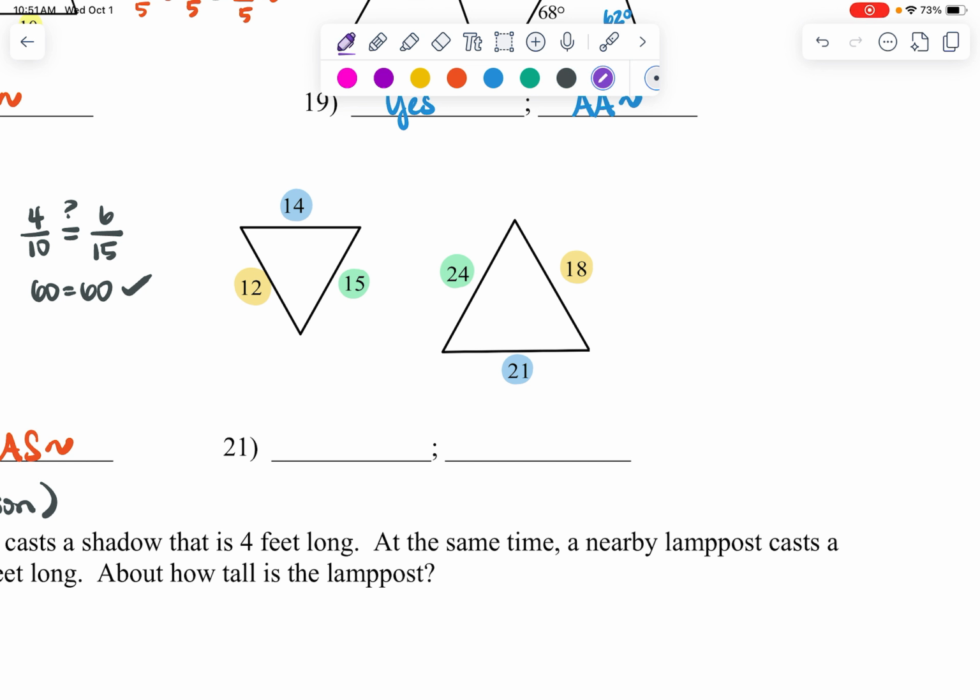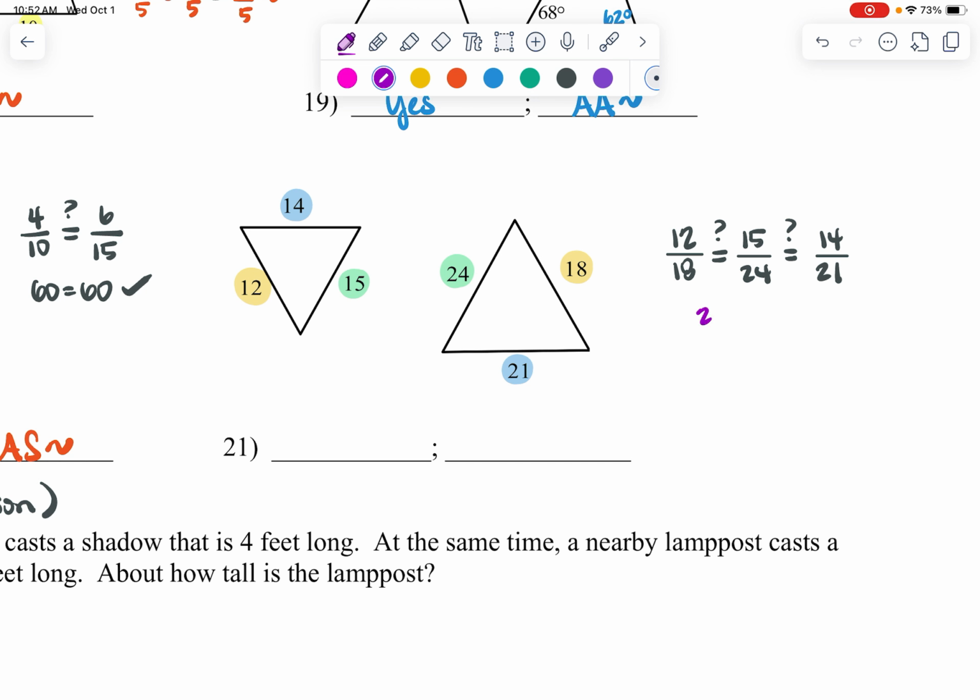So when I set myself up a little extended proportion to see if those are proportional, right? So is 12/18 equivalent to 15/24 equivalent to 14/21? Right? And you can probably tell without actually having to write this that that's a big no, right?